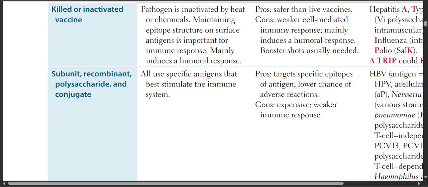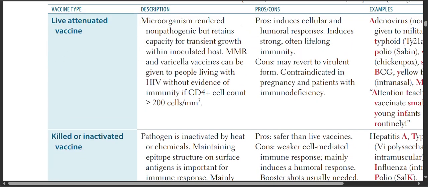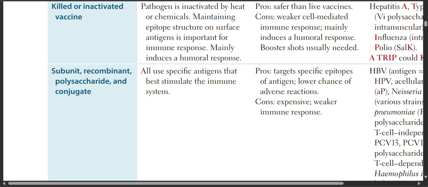Next, we have a group of these vaccinations, which is subunit, recombinant, polysaccharide, and conjugate. Even though they have different names, they pretty much mean the same thing. And what they mean is, let's say you have an HPV virus. To recognize that virus and to produce memory cells, you don't really need to give these patients the live attenuated vaccine. Why? Because you can take a small protein from the membrane of the virus, or a small protein from the DNA.